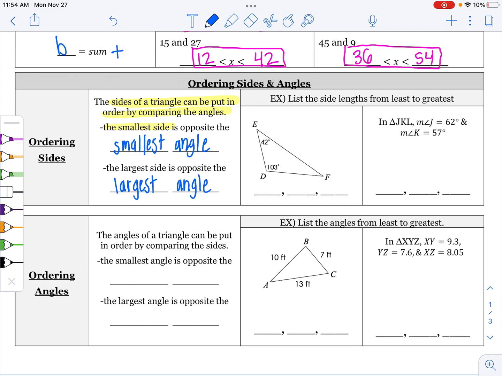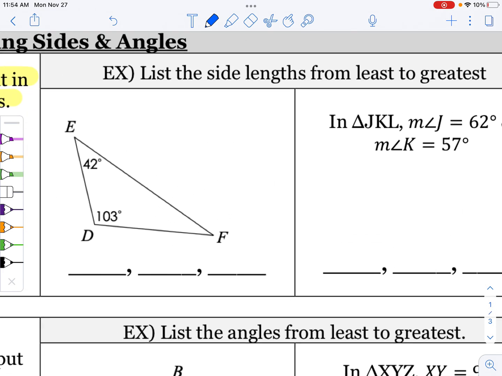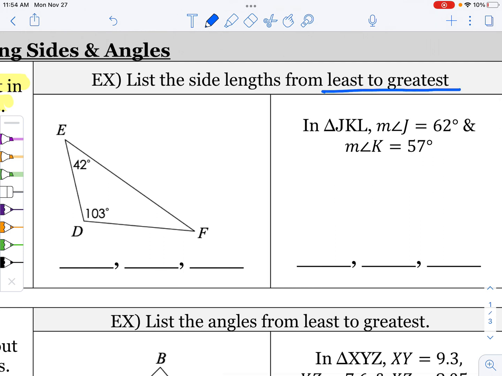Okay, so why does this help us? Because it wants us to list the side lengths from least to greatest in this first example. But unfortunately, in example 1, we only have angles. We have nothing about sides. So without knowing anything about their sides, we can find this third angle. You need to have all three before you start comparing them.